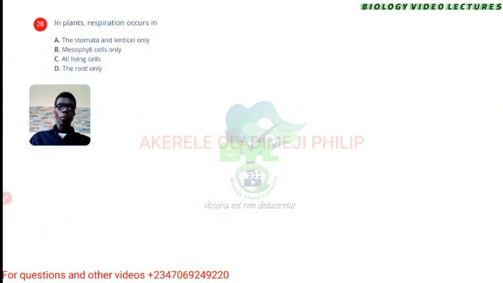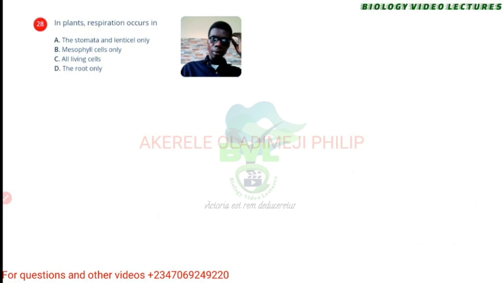All right. Now the next one here says, in plants, respiration occurs only in stomatal mesophyll cells. The answer is C, all living cells. All living cells. Any cell that's capable of living carries out respiration. If not for that, that means some cells will die, some will live. But as far as the cell is alive, it's going to carry out cellular respiration, as the case may be. Like humans too, all living cells in our body will also carry out respiration.